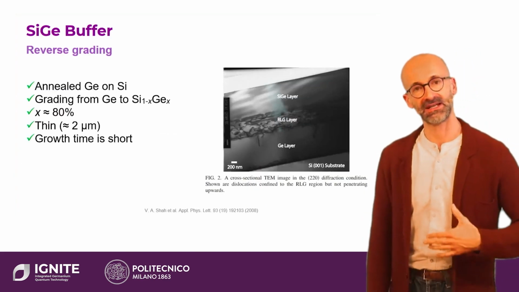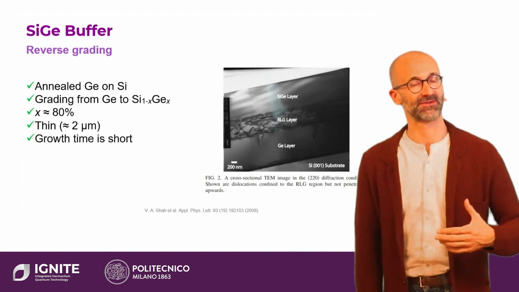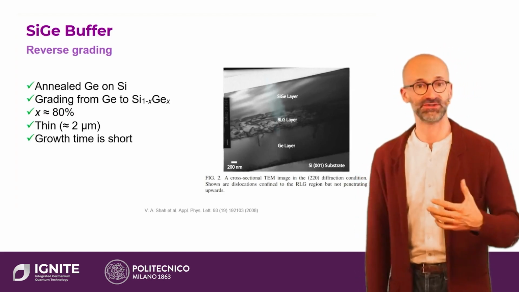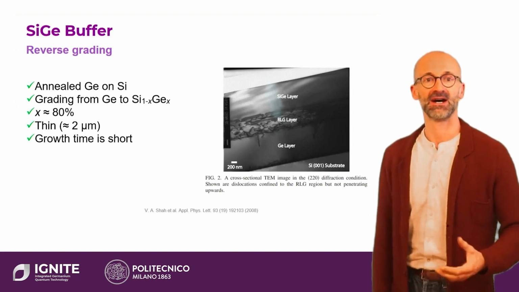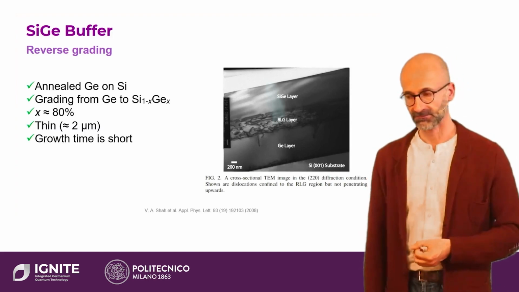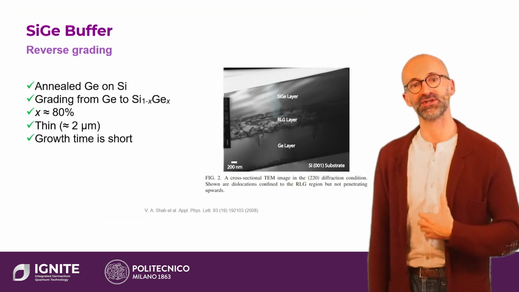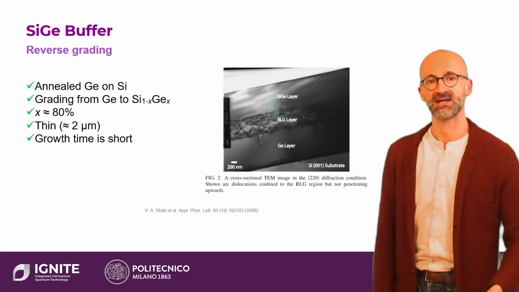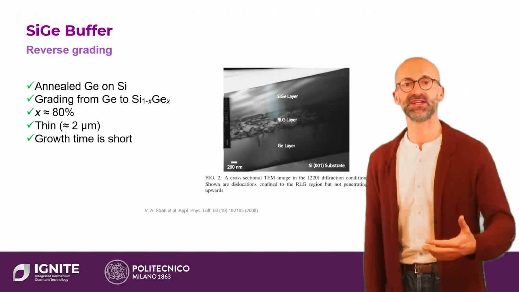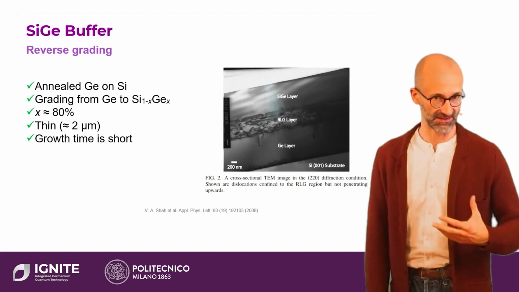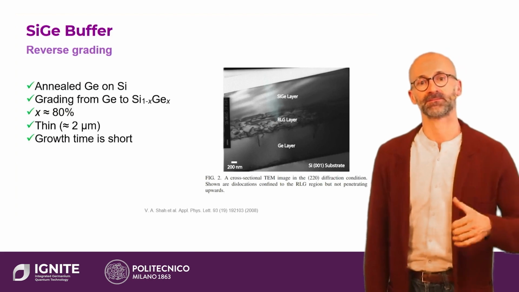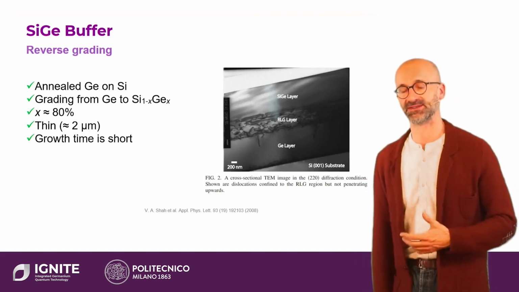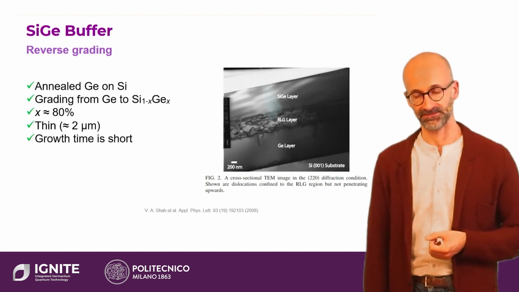In order to alleviate this problem of the long growth time, a strategy adopted by the groups that produce this material on a research level is something called reverse grading. It turns out that if you do grow pure germanium on silicon, you maybe will not get a high quality quantum well. But if the material is thick enough and all the defects are at the interface, then with a bit of annealing, so some thermal treatment, the germanium on the silicon is actually a pretty good quality.